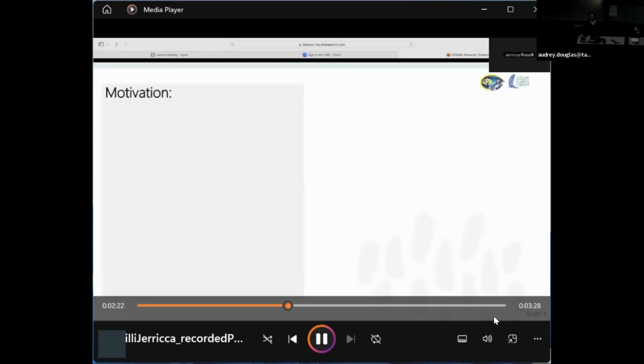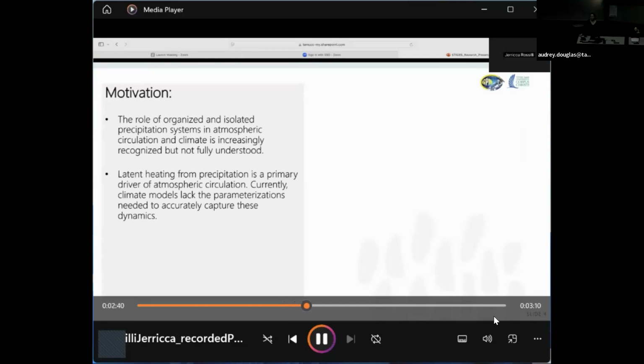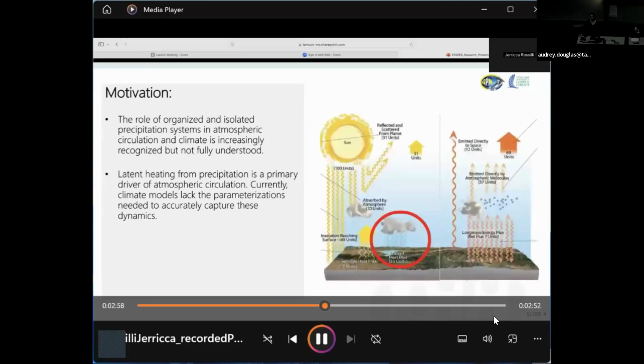Now that we know the differences between isolated and organized convection, we can talk a little bit about the motivation behind my research. The role of organized and isolated convection in atmospheric circulation is recognized but not fully understood. This is due to the latent heating occurring within these systems. We know that this is a primary driver of atmospheric circulation. However, it's currently not well represented in climate models. So that's a major motivation behind this research.